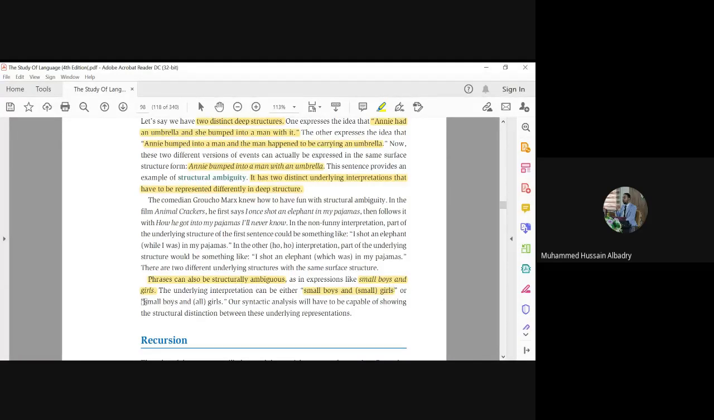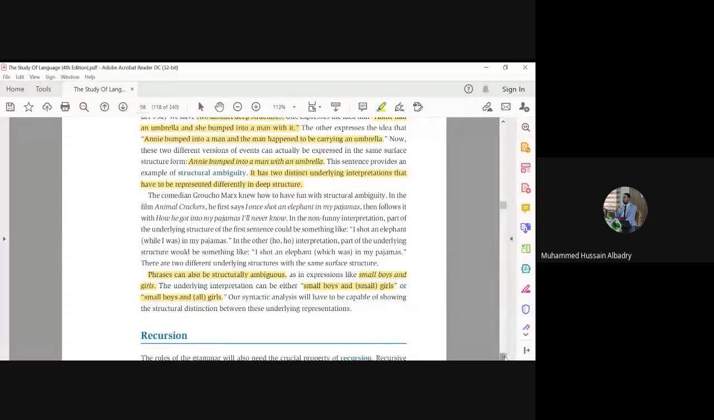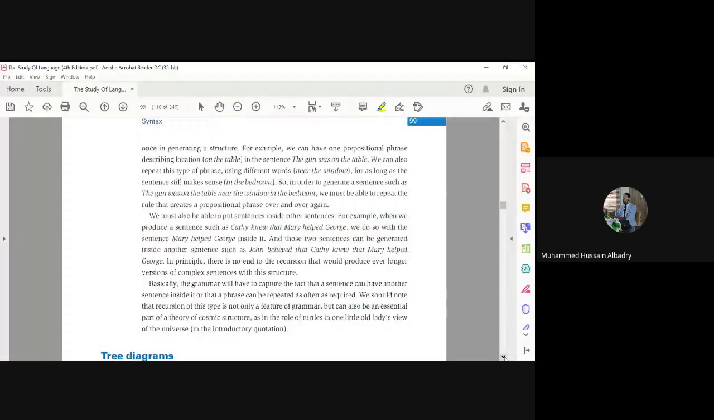Or you mean small boys and all girls. I did not specify; I said small girls, I said small boys and all girls. That's why we say it is ambiguous. This sentence is ambiguous. How do we remove the ambiguity? You can say small boys and small girls, which becomes one interpretation, one deep structure in your mind. Or you can say small boys and all girls. You see here? I hope the idea is clear. We have recursion.